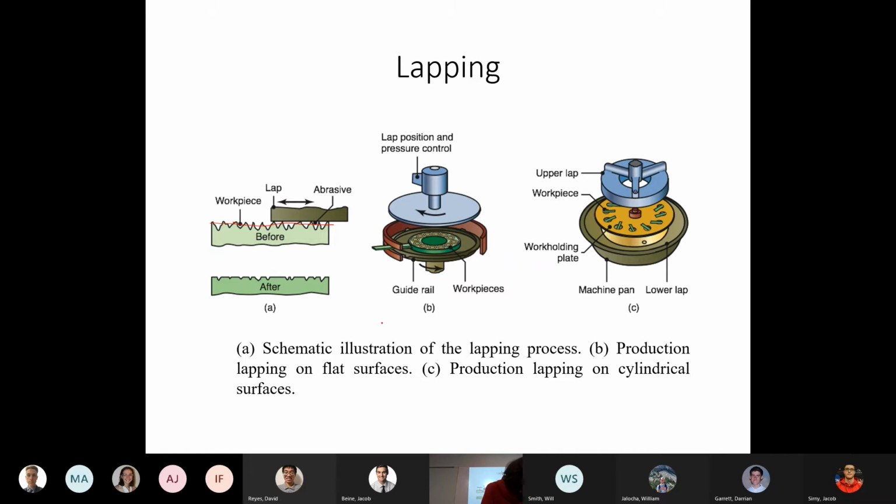So here we would have just an example. We oftentimes are going to be lapping on flat surfaces. We can do some curved surfaces depending on what the tool is. But the tool is basically just going to be moving the abrasives to take off those peaks on the surface.